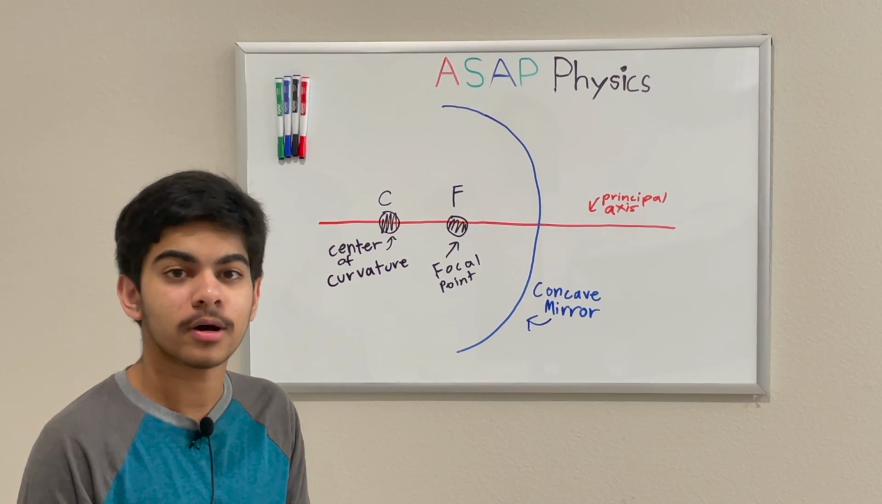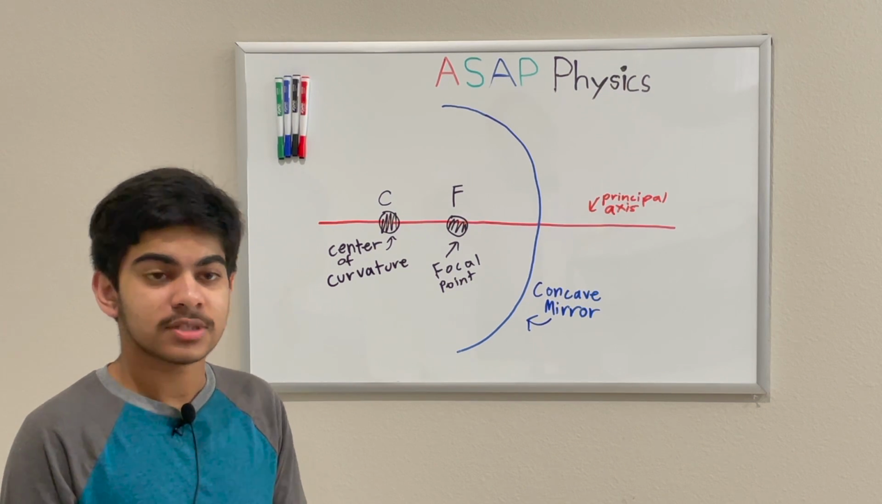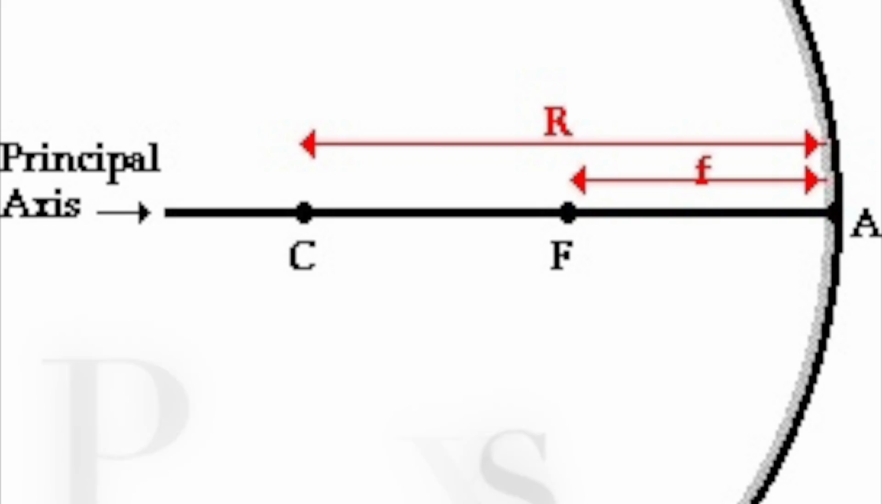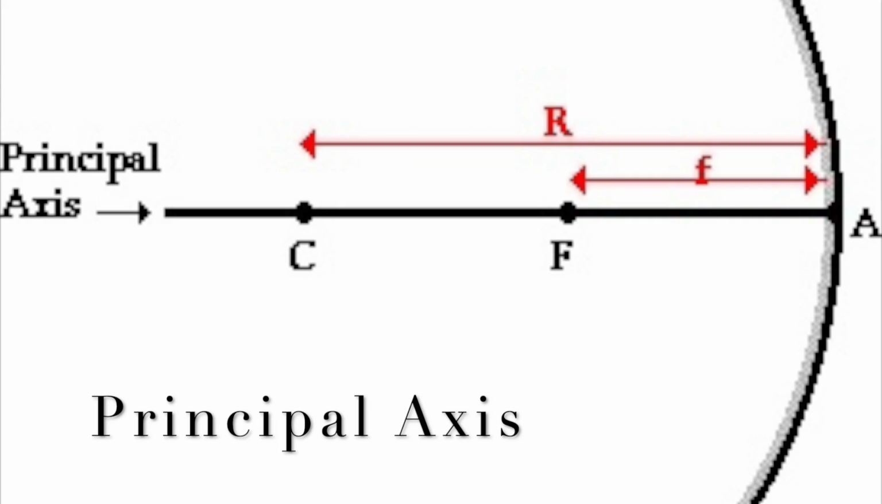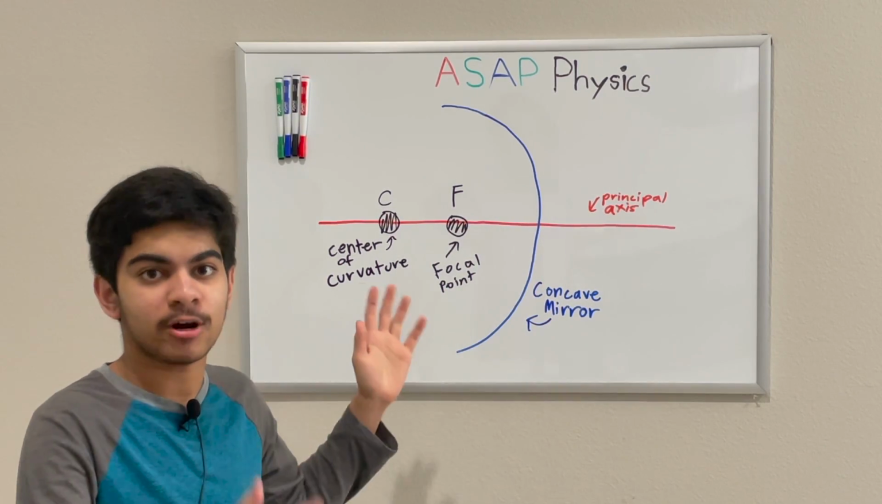Now before we move on more deeply into reflection, we really need to consider some basics. So as you can see here, we have a concave mirror. First, we need to talk about the principal axis. The principal axis is an axis that goes through the center of the curvature and extends outwards.